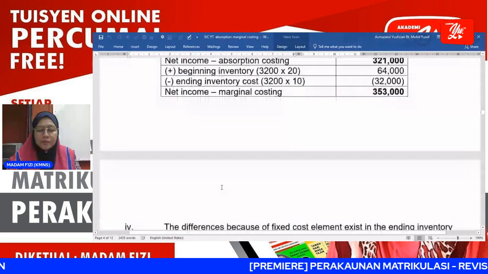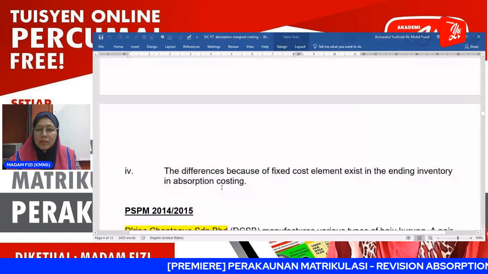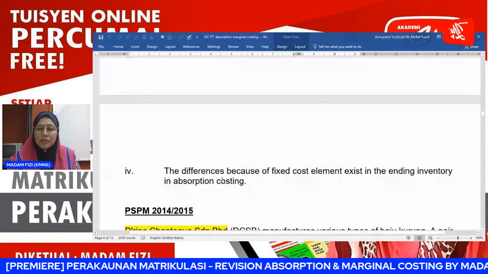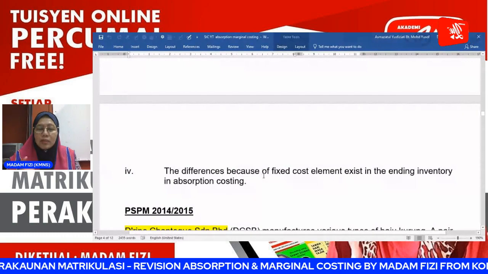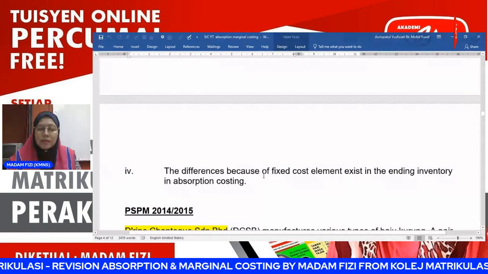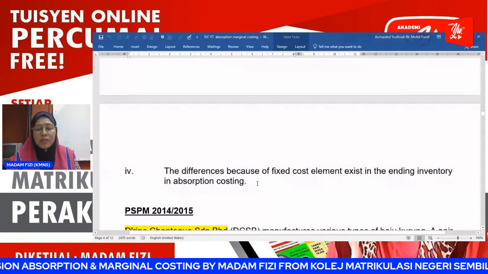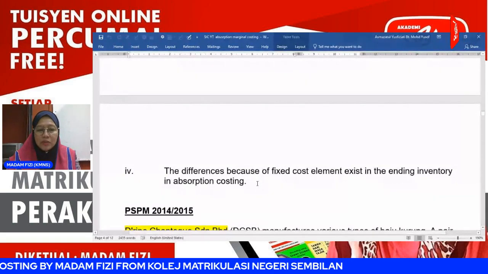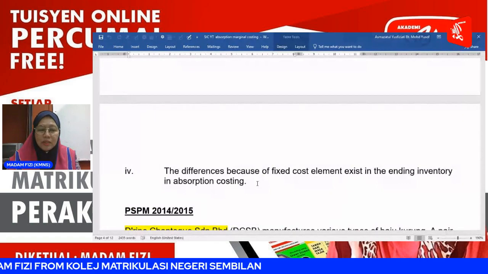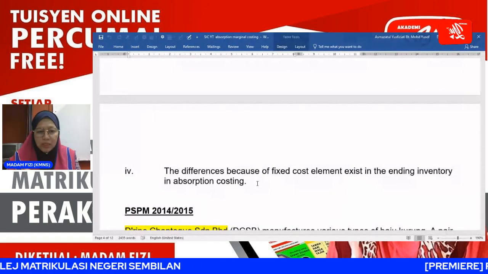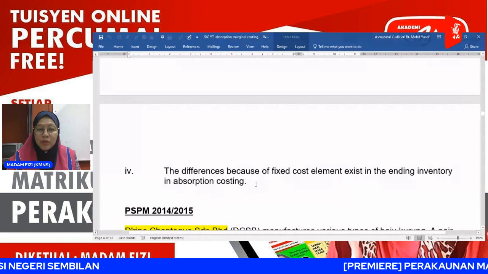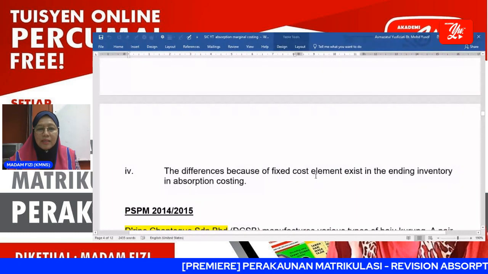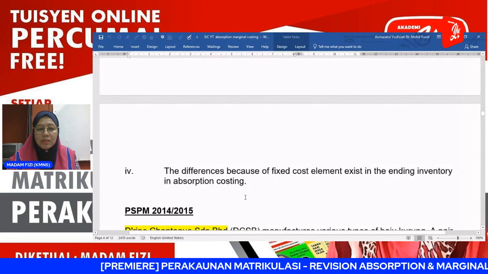Now, why is there a difference? The question just now is why the net income for absorption costing is different from the net income of marginal costing. The answer is because of the fixed cost element that exists in the ending inventory in absorption costing.